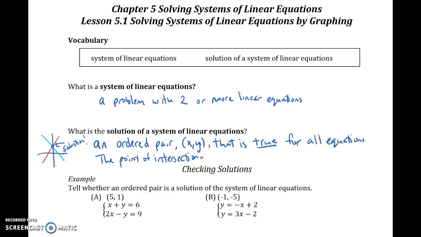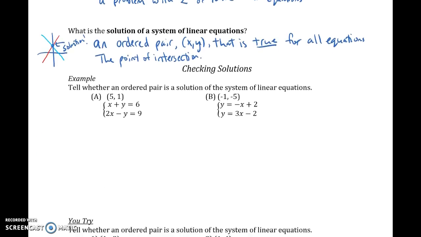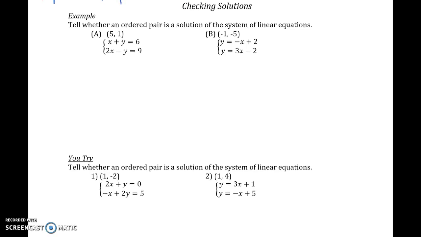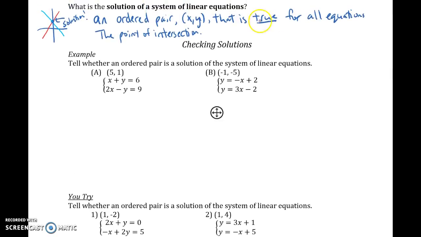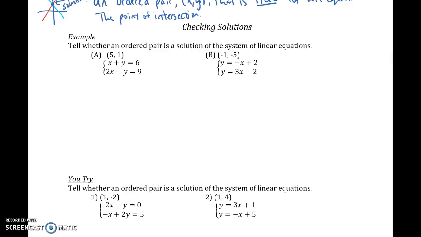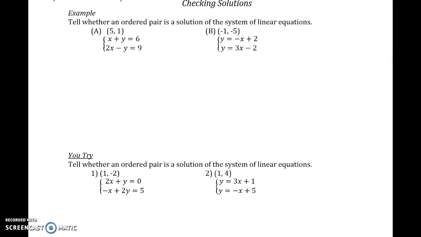Okay? So what I want you to be able to do with this is I want you to be able to check, and then today we're going to be looking at solving by graphing, and we're going to look at two other methods in the upcoming days. So let's first look at how do you check a solution. So we check a solution by seeing is it true for all the equations. So you're basically just going to plug in what you know.